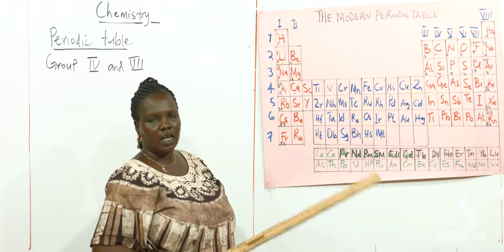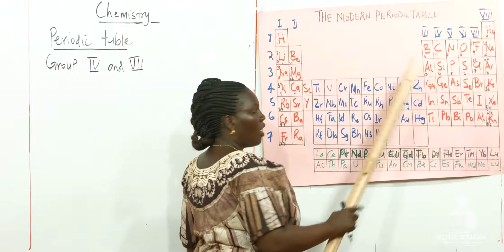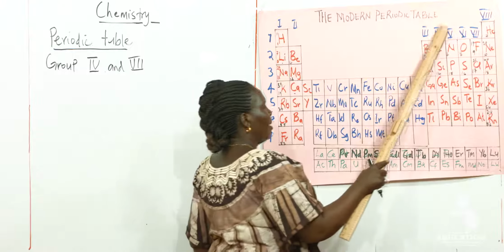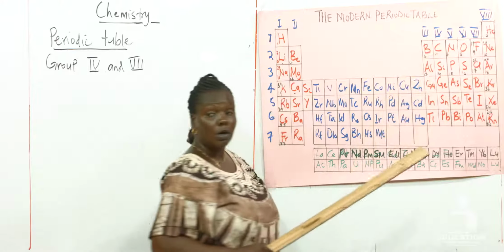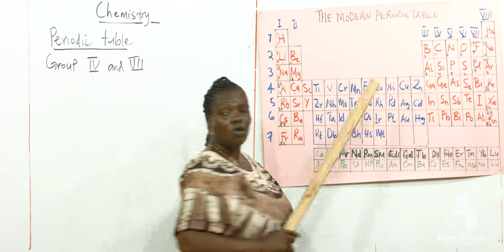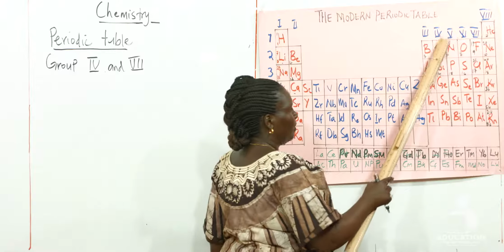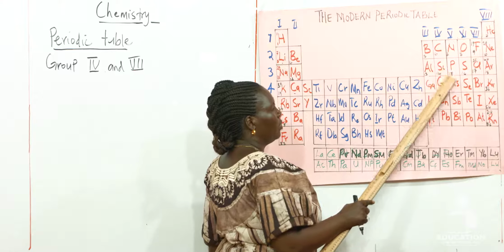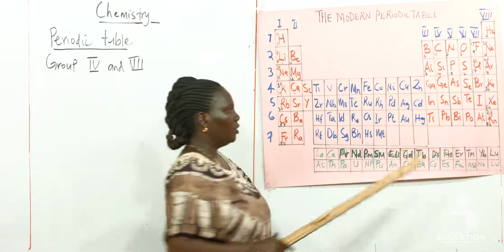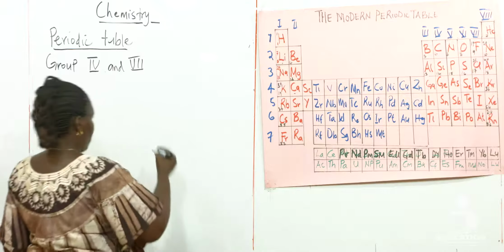So in group 4, as I mentioned earlier, elements are placed in groups based on the number of electrons in their outermost shell. So all members of group 4 have 4 electrons in their outermost shell. The first member of group 4 is carbon, followed by silicon, germanium, tin, and then lead. So these are members of group 4.